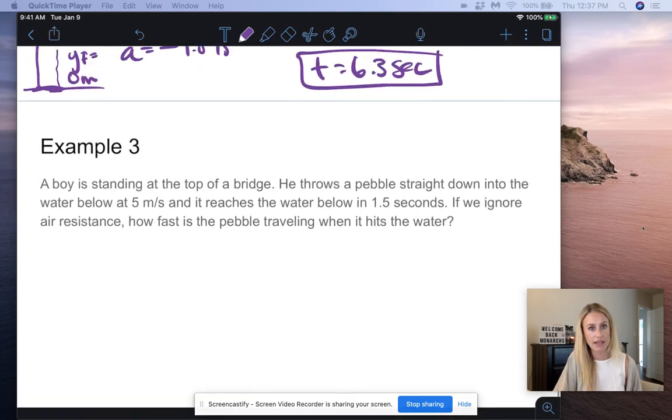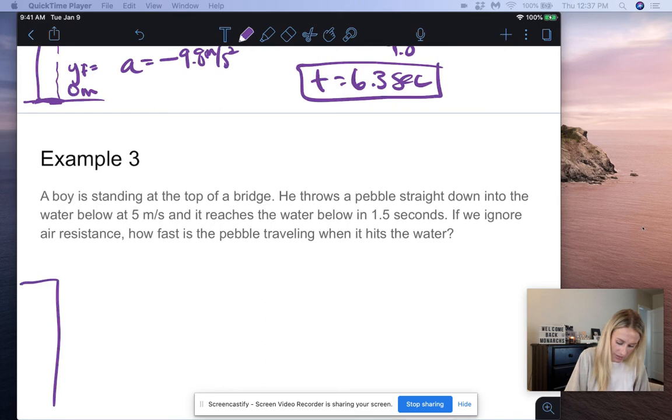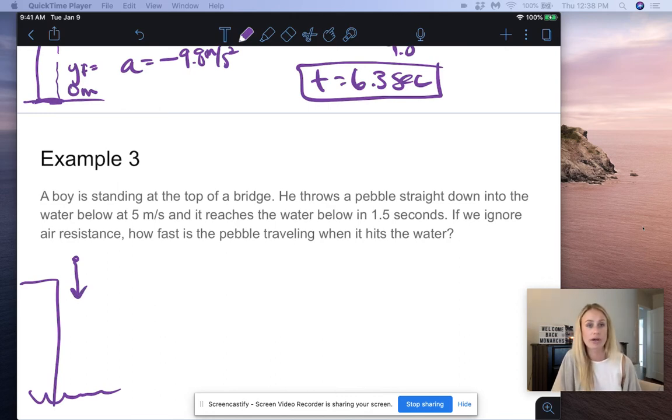And then last but not least, we have example 3. A boy is standing at the top of a bridge. He throws a pebble straight down into the water below at 5 meters per second, and it reaches the water below in 1.5 seconds. If we ignore air resistance, how fast is the pebble traveling when it hits the water? So again, I'm going to draw a little picture. So I have my bridge, and then here's the water below. Here's the pebble. He's throwing it straight down into the water below.